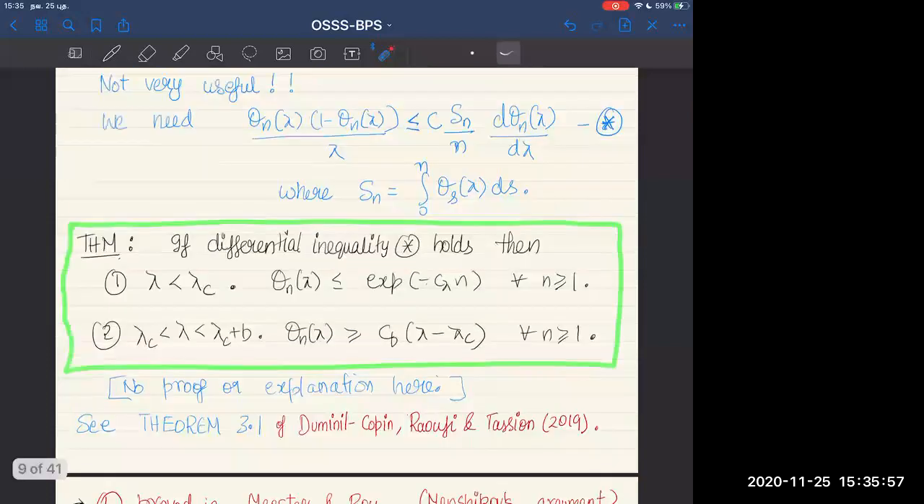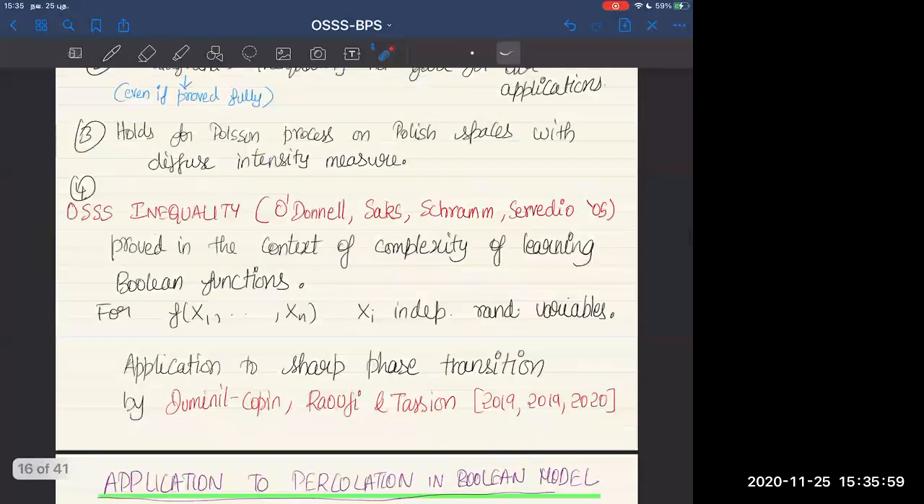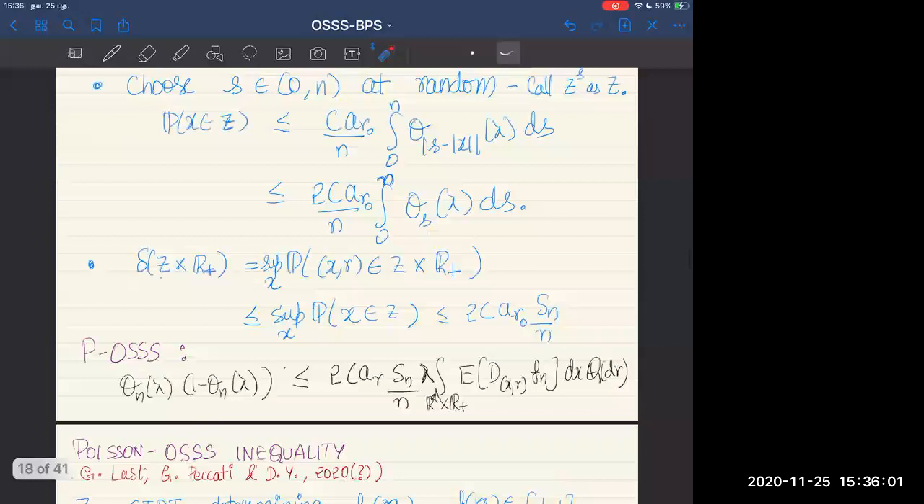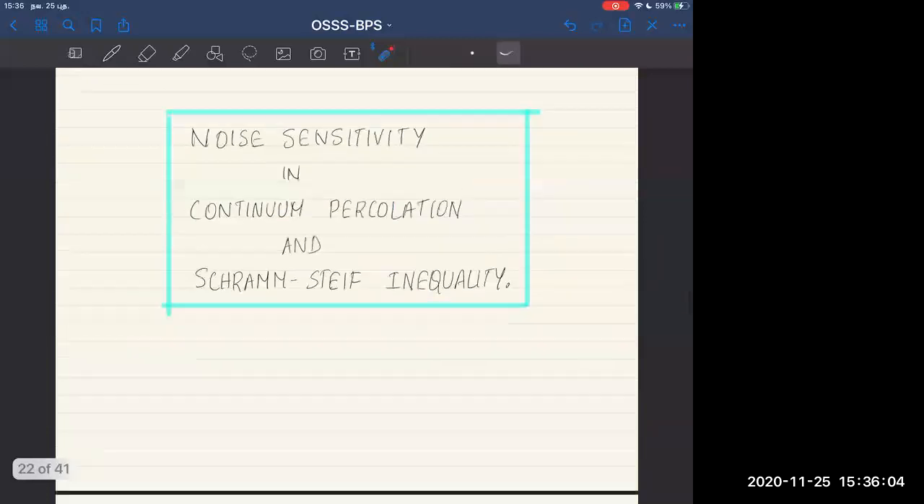Okay, so now let us look at the second part. This is about noise sensitivity in continuum percolation and yet another inequality of Schramm, and this time with Steif.